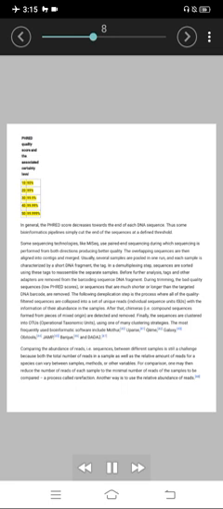In general, the Phred score decreases towards the end of each DNA sequence. Thus some bioinformatics pipelines simply cut the end of the sequences at a defined threshold. Some sequencing technologies, like MiSeq, use paired-end sequencing, during which sequencing is performed from both directions, producing better quality. The overlapping sequences are then aligned into contigs and merged.